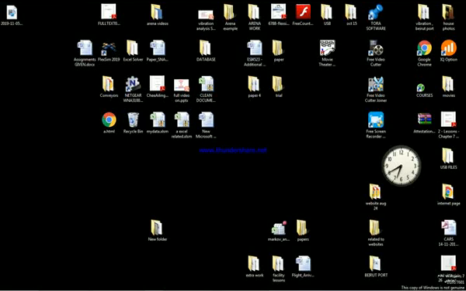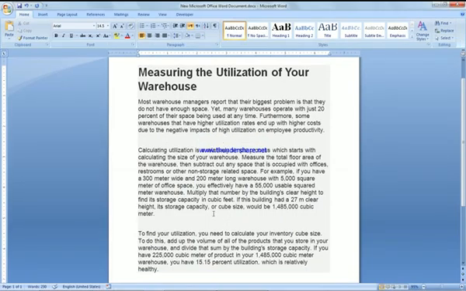Inventory cube size is extremely crucial to determine and to measure the utilization of the warehouse. To start with, all you have to do is calculate the storage area by multiplying the length and width of racks by the height of the highest load in each area. So this cubic form for each area gives you your inventory cube size.